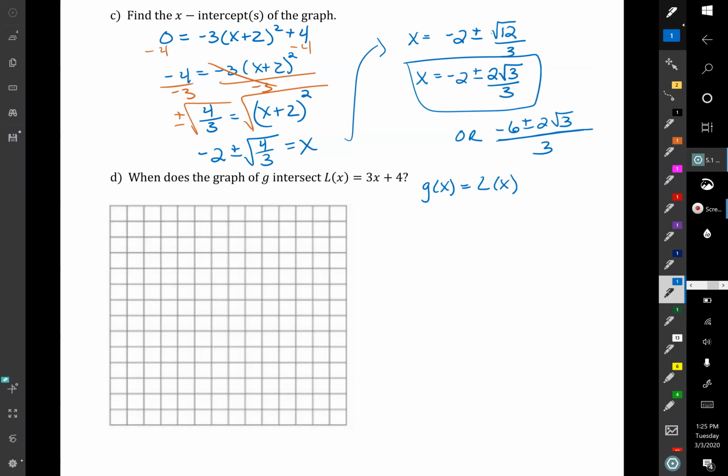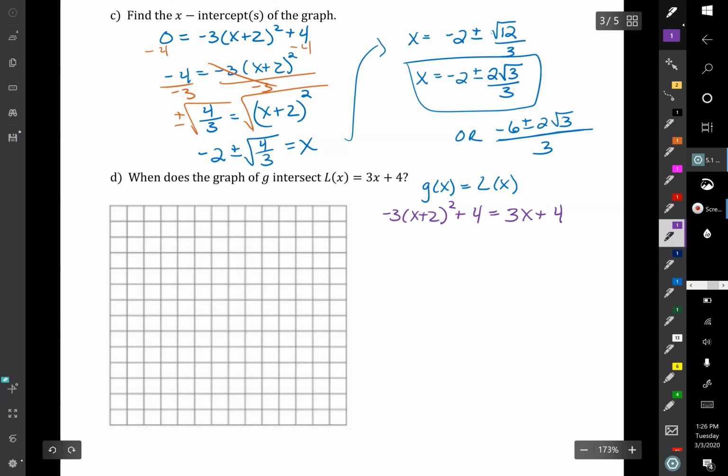So g of x is -3 times (x plus 2) all squared plus 4. l of x is given right here, 3x plus 4. And then I would crunch the numbers all up. Well, I could do it a number of different ways. I think I did this one. Yeah, I expanded everything out, and I would then factor it and get those x values where it intersects.